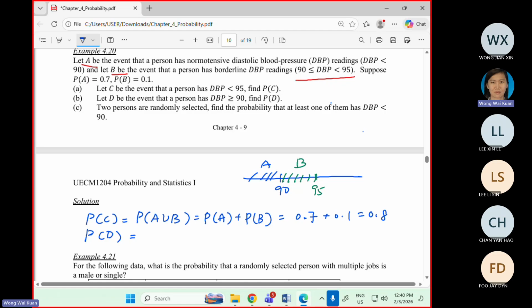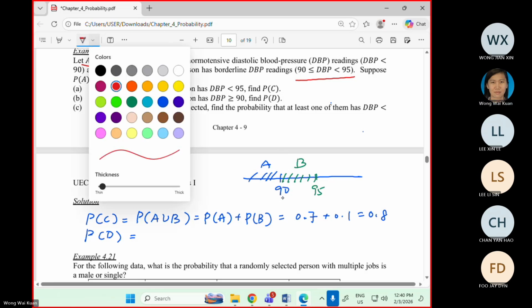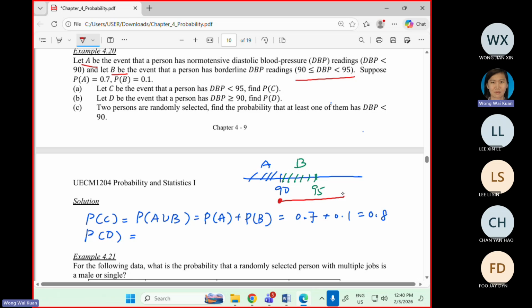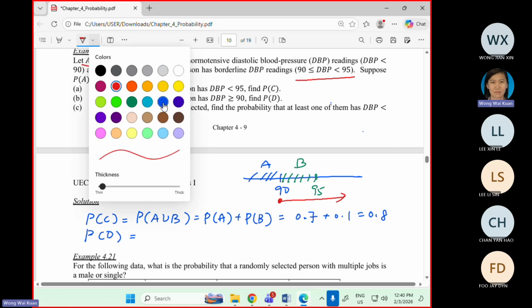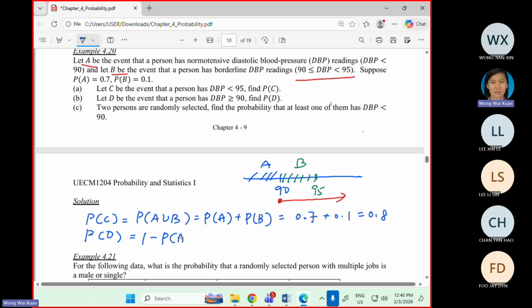Okay, so now D, the event that the person has DBP more than or equal to 90. More than or equal to 90 is actually from 90 and above, right? So this is the complement of A, right? So it's 1 minus the probability of A, so it's 1 minus 0.7, so it's 0.3.